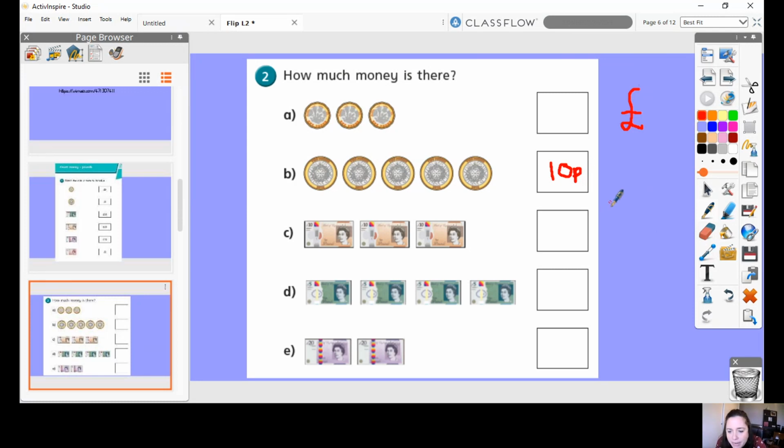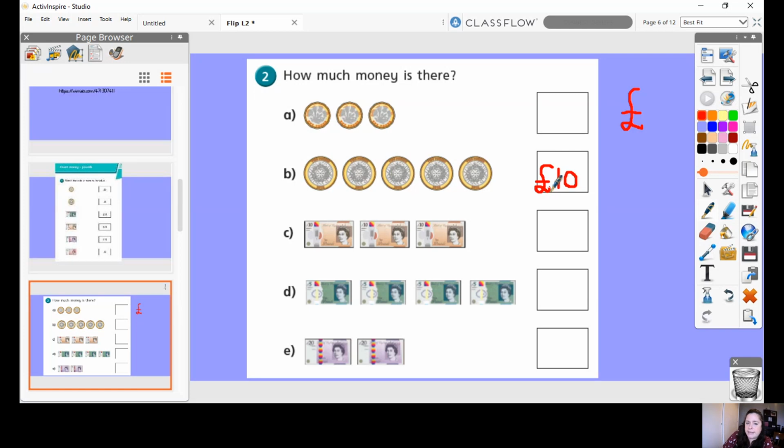Hopefully you are screaming at me right now and saying, Miss Jones, no, it's not 10p, because those are pound, those are £2 coins. And hopefully you would understand that I needed to have a go at doing that really tricky pound sign. And then I'm going to count them: 2, 4, 6, 8, 10. And then all I need to do is write 10.